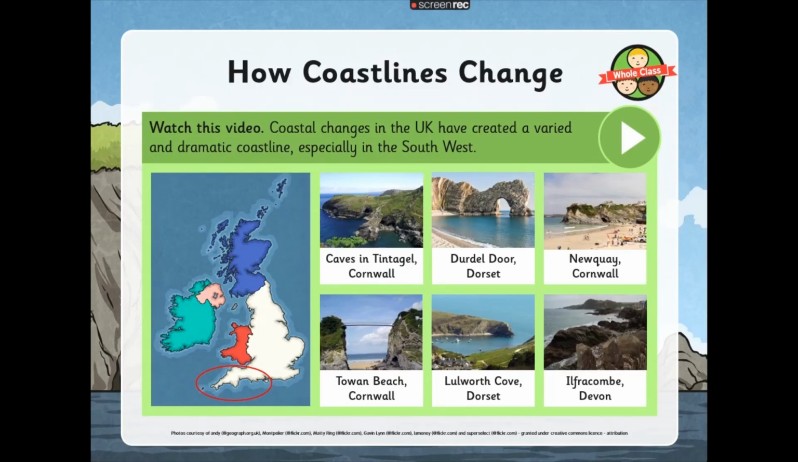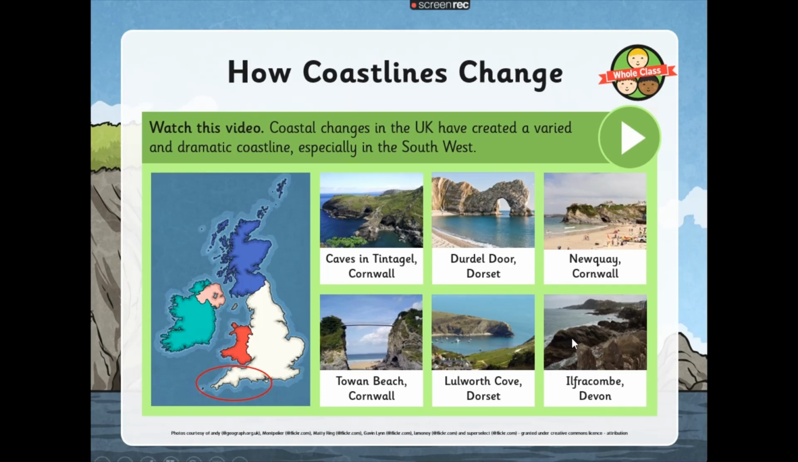So hopefully that was a nice little recap of how sand is formed and how beaches are made. Now we're going to be looking at the south coast of England and southwest, and this area down at the bottom here. And we're going to look at how the coastal changes have affected that area.